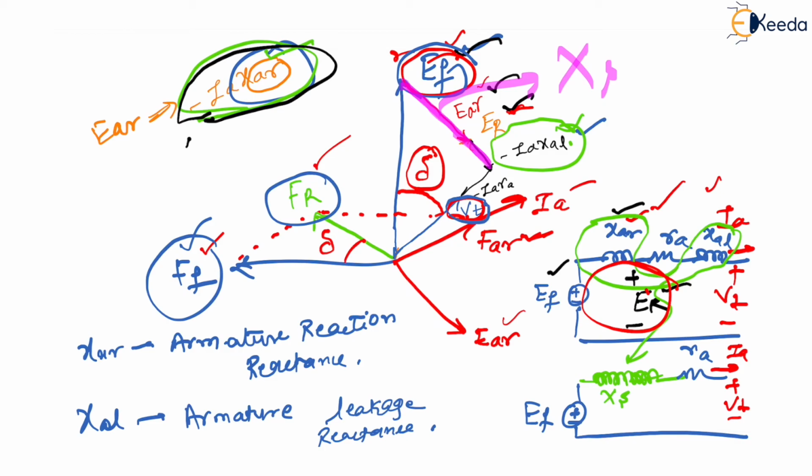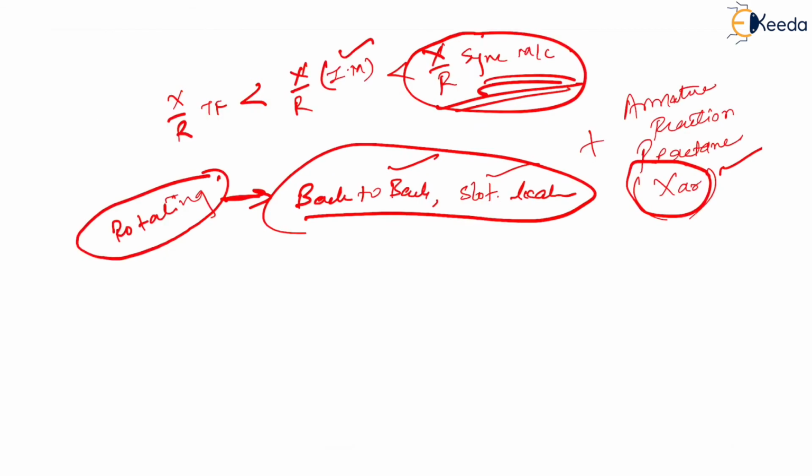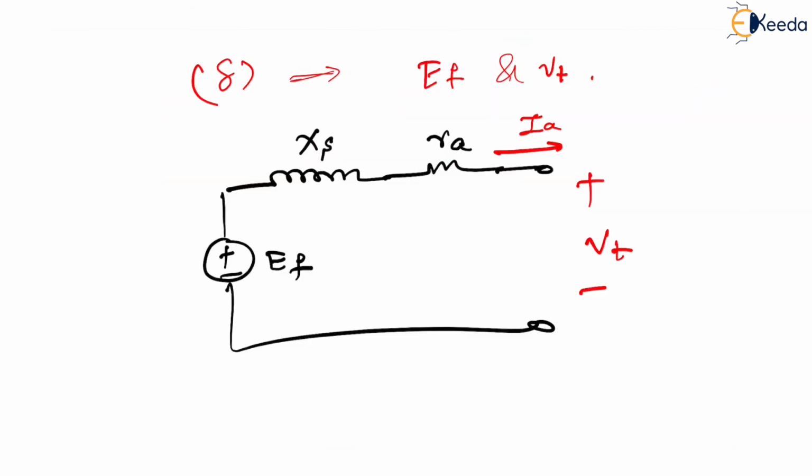Is that correct? Yes. Again, if you see, when my FF is ahead of FR, my EF is ahead of VT by an angle delta. So I can say that if my Vt is at an angle 0 degrees, then my EF becomes at an angle plus delta. And if this is true, then definitely it will deliver some amount of active power, correct, to the load.